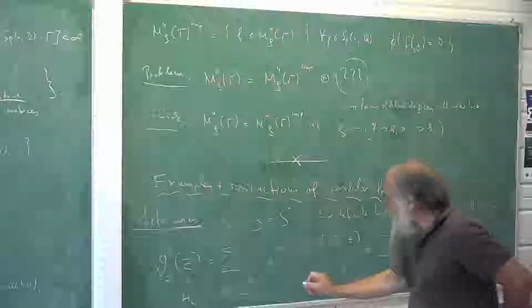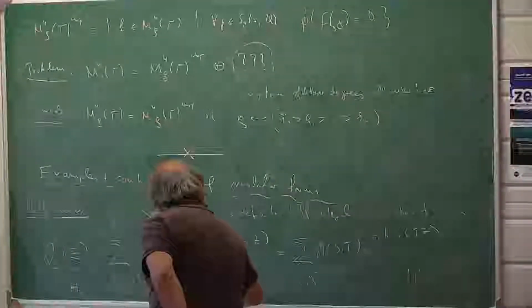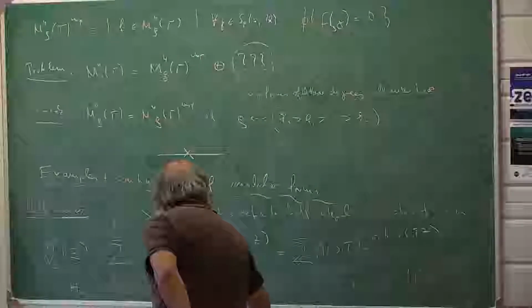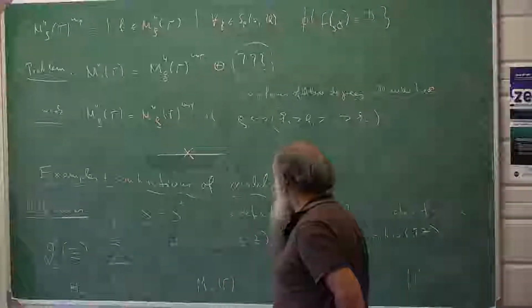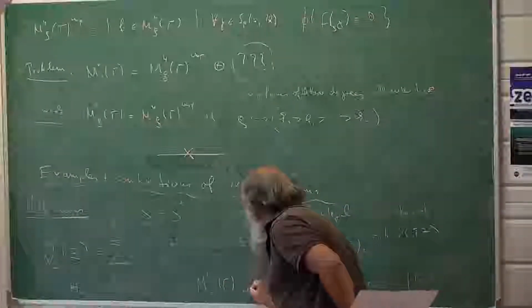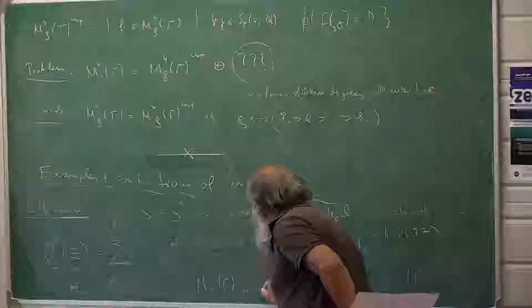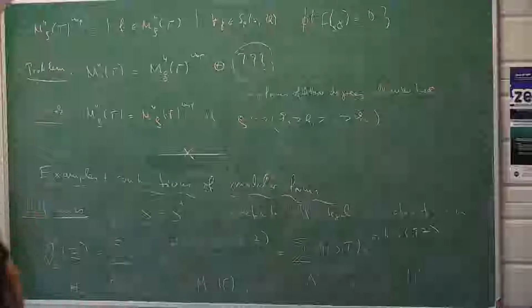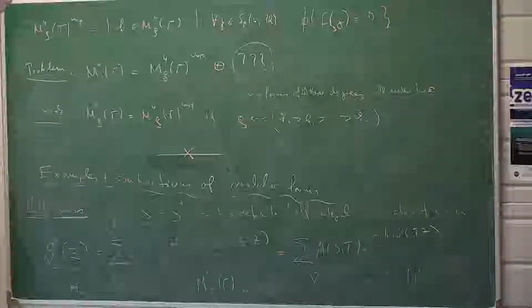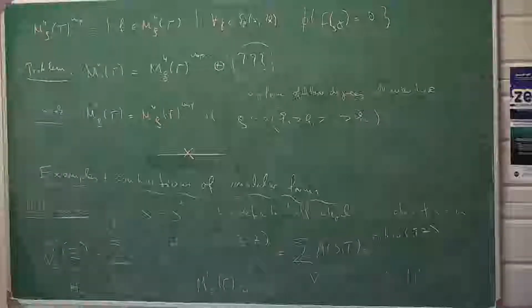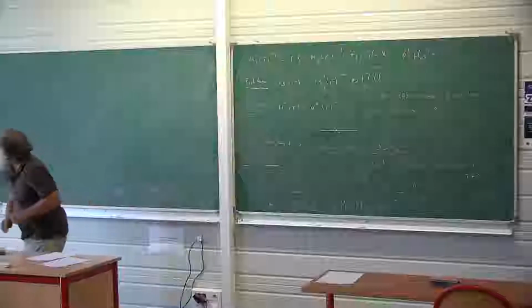And this is now an example of such a modular form for some gamma. And this gamma depends on the so-called level of the quadratic form. It can be described very precisely.